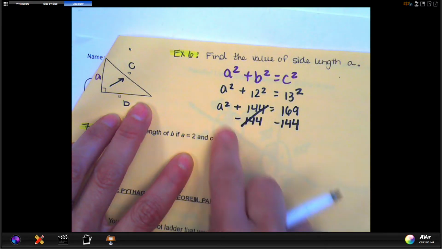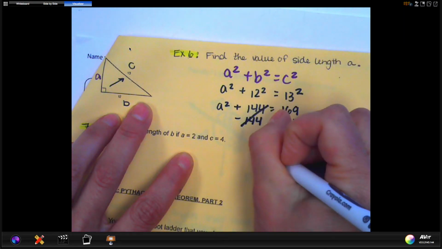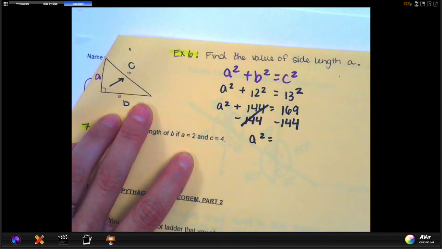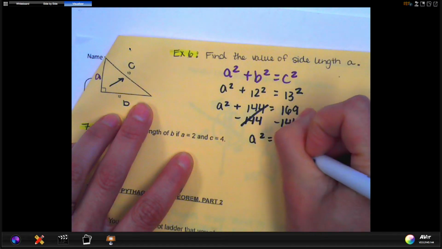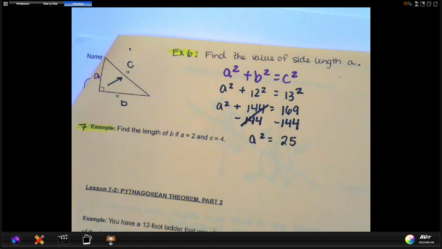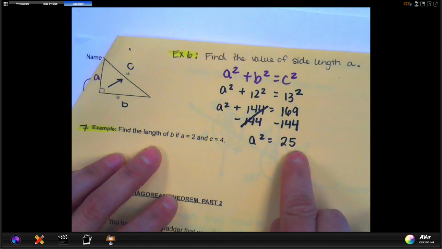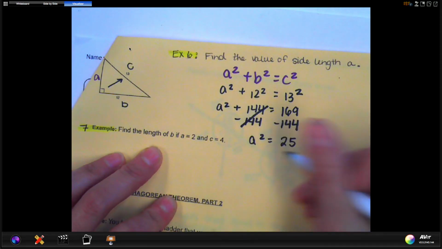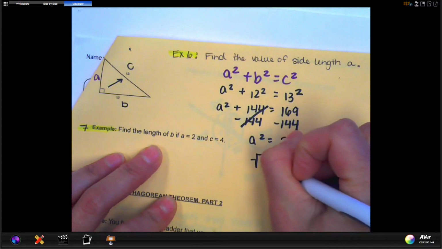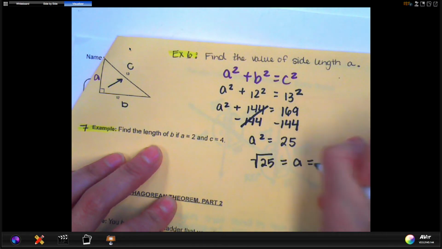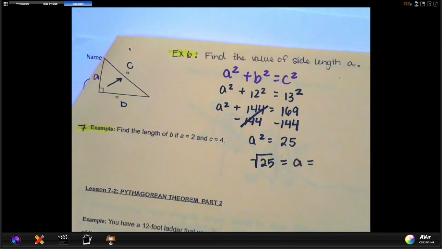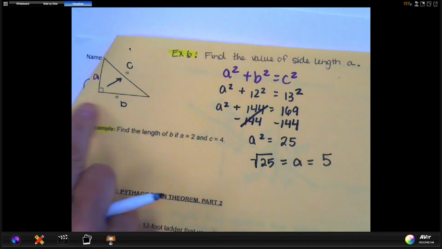And so now what we're left with, and I know I'm creeping in here, but a squared then equals 169 minus 144, and that's going to give us 25. And so now we're down to something squared equals 25. And so we're trying to figure out what number times itself is 25. And so the way to do that is to take the square root of 25. That will give us the value of a. And so you might know that in your head, or if you don't, use your calculator again. Square root of 25 is 5. That's the value of a.